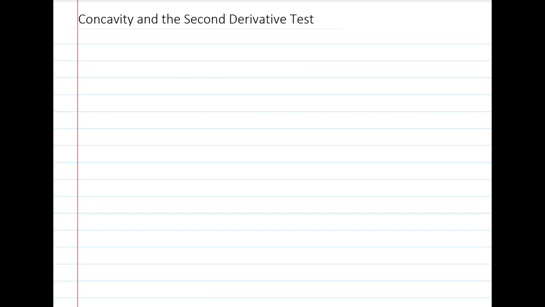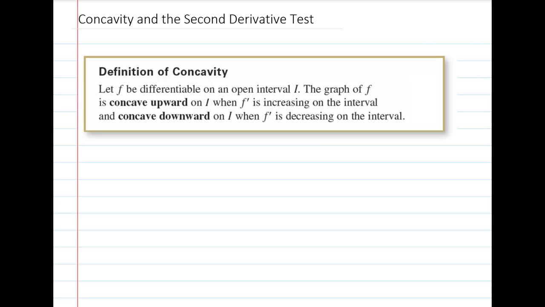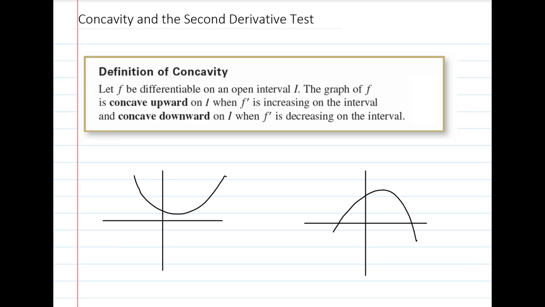So this is what we're going to refer to as concavity. First of all, we're going to look at the definition of concavity, and we have that if we have a function differentiable on an open interval I, the graph of f is concave upward on I if the derivative of f is increasing on the interval, and it's concave downward on I when the first derivative is decreasing on the interval. So here we have a visual representation of concavity.